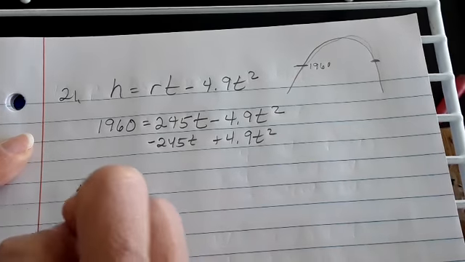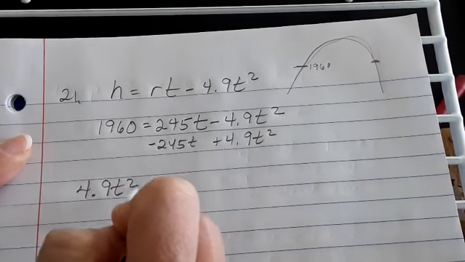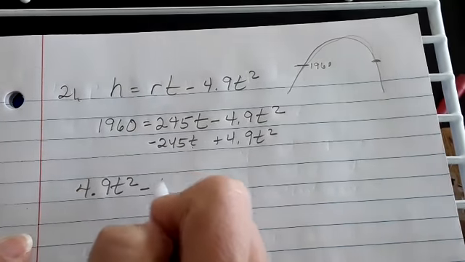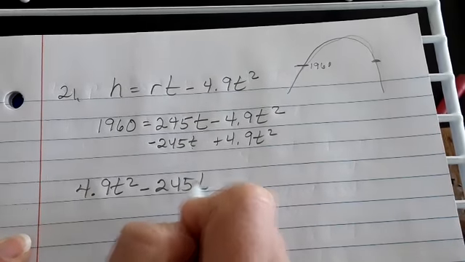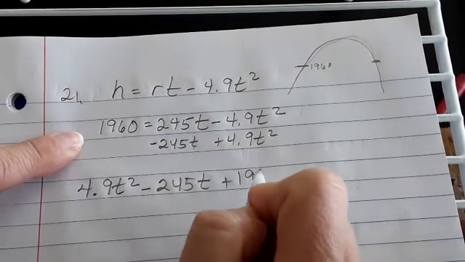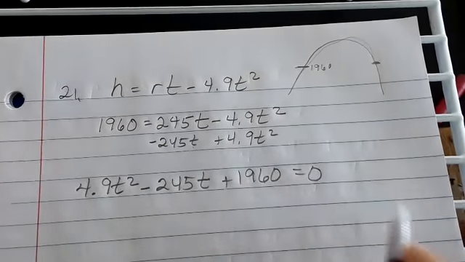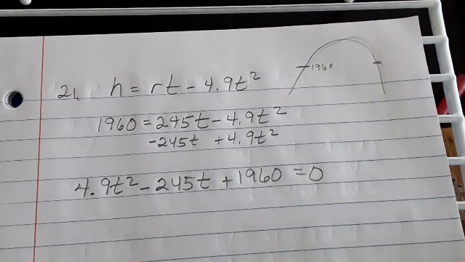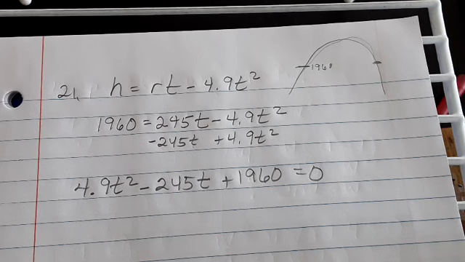So over here, I'll put the t squared first. It is now positive. I'll put the t next. It will now be negative. Keep the 1960 as is. And we are now set equal to 0. Well, what do I always recommend doing? Factor out.